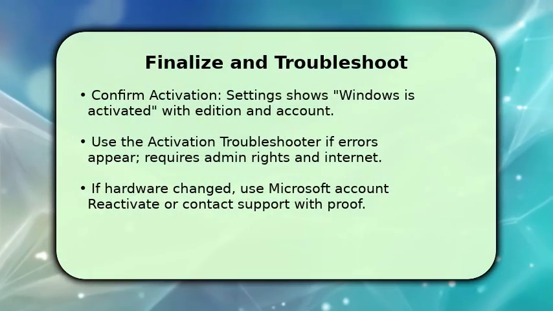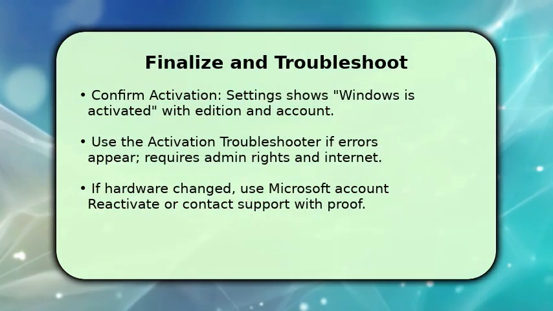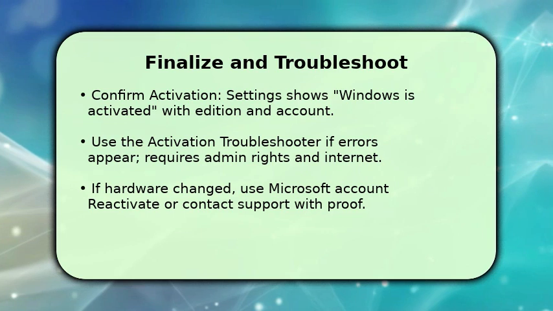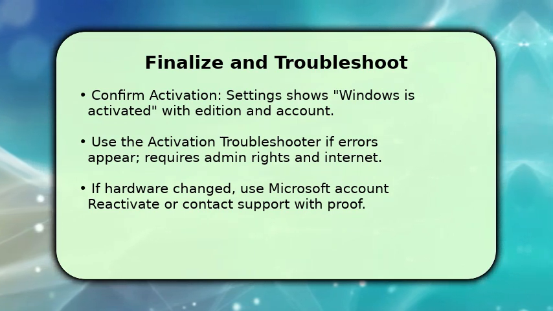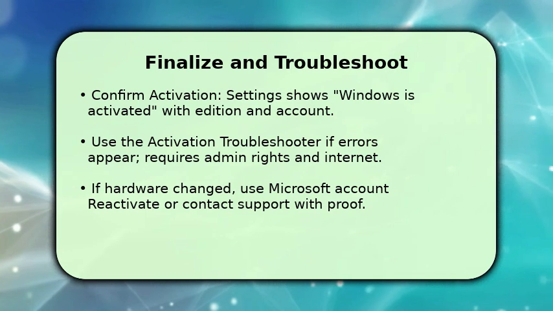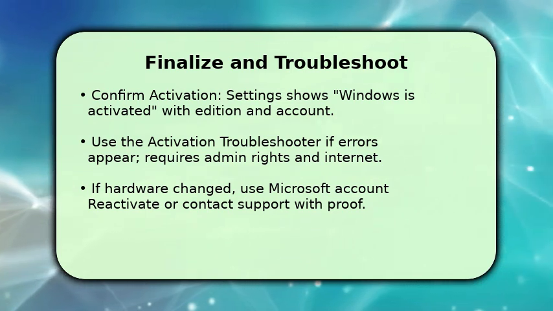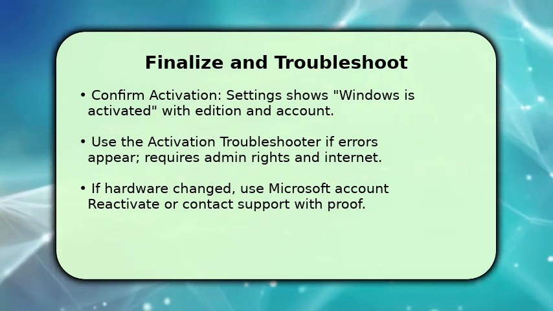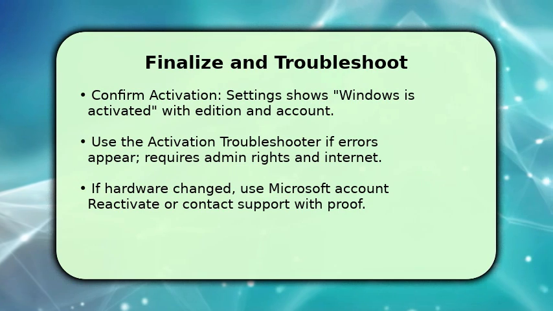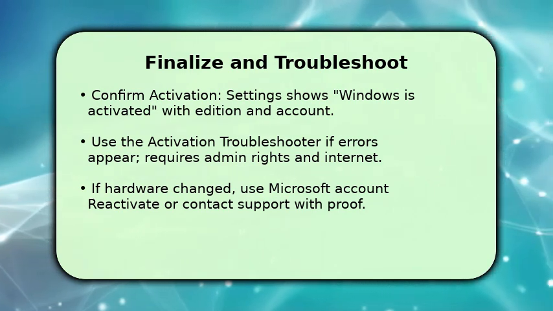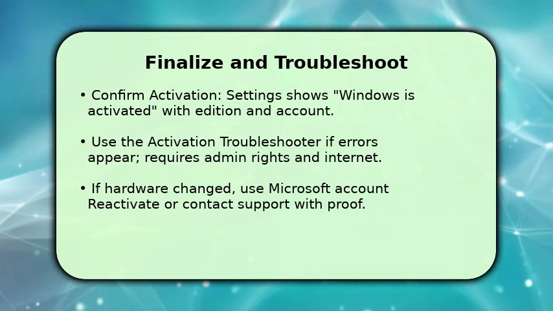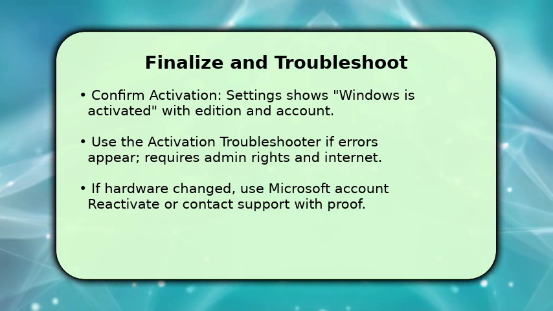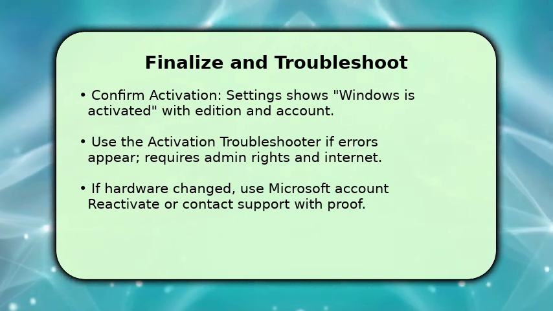Finish by confirming activation status and resolving common problems. Check Settings and verify it reads Windows is activated and lists your edition. This shows the system and license align. If activation fails, run the activation troubleshooter. It analyzes digital license links, common key errors, and requires admin rights and internet. If you recently changed hardware, use the Reactivate on this device option in your Microsoft account or prepare purchase proof for support. If errors persist, note the error code and contact Microsoft for targeted help.